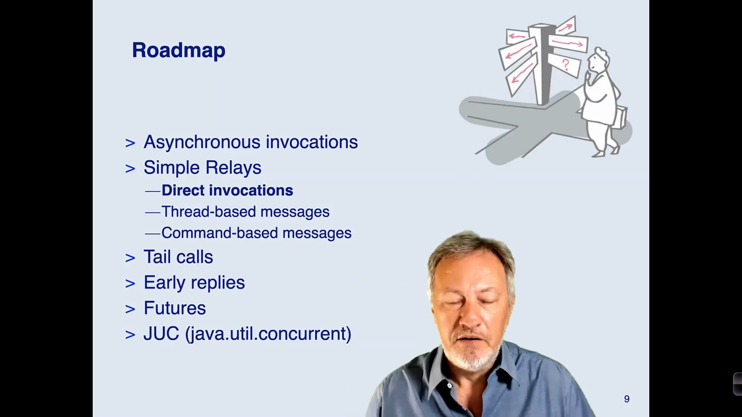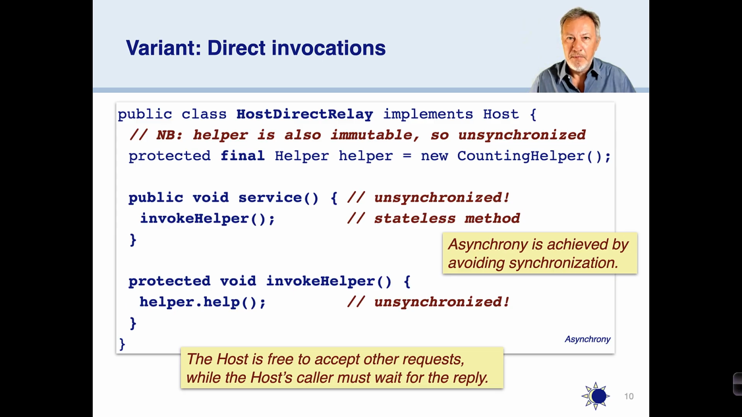So first let's look at direct invocations in a little bit more detail. Here we have an implementation of the host interface. We have a class called host direct relay, and in this case the helper instance variable is final, so it cannot be updated, and as a consequence we don't need to synchronize accesses to it. It's an instance of a counting helper. The counting helper is just a dummy object for the purposes of our demonstration that just counts up to some number.